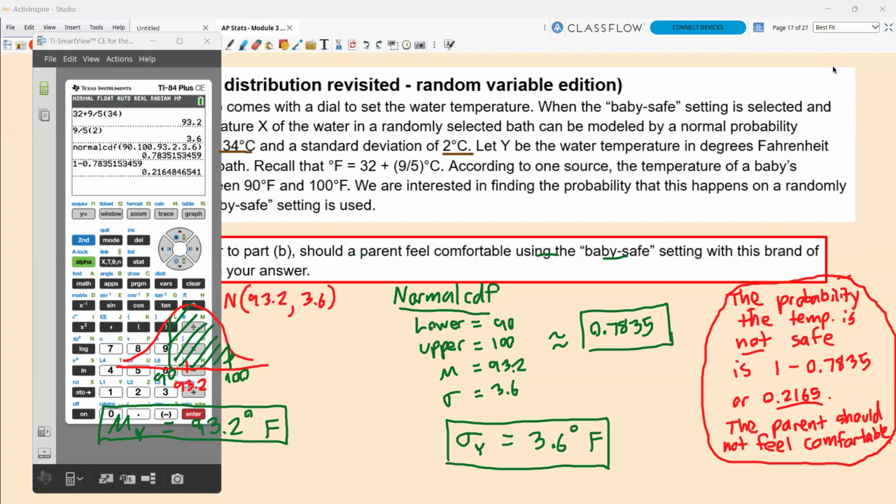Think about it this way. If you take the complement of that and subtract it from 1, the probability the temperature is not safe is about 21.65%. In this case, as a parent, that probably would make you feel uncomfortable, so the parent should not use that.